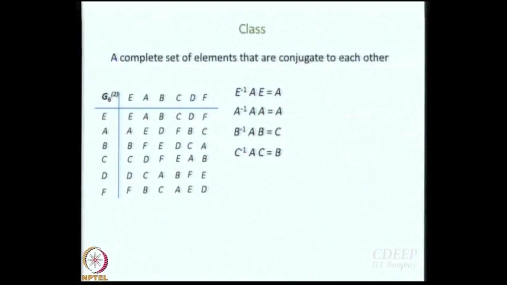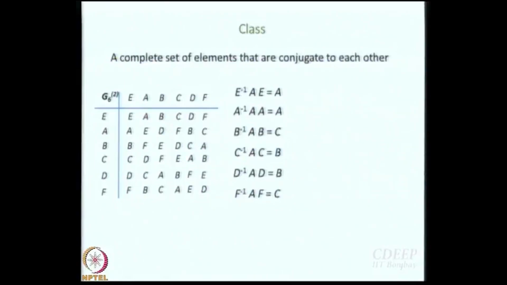C inverse AC is B, okay, good. Next is D inverse AD. You see what we are doing? We have taken A and then we are using all other elements to similarity transform A and see what we get. D inverse AD is B. Rapid fire does not always work. Finally, F inverse AF is C.